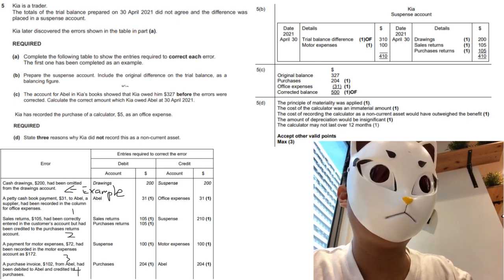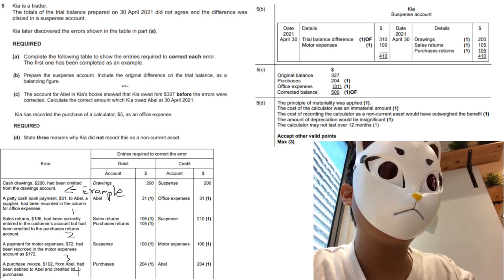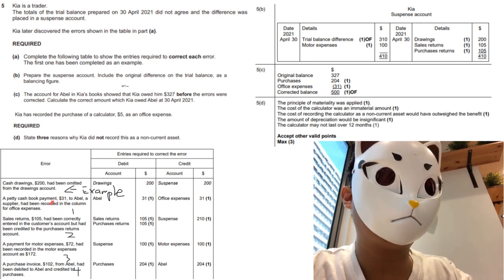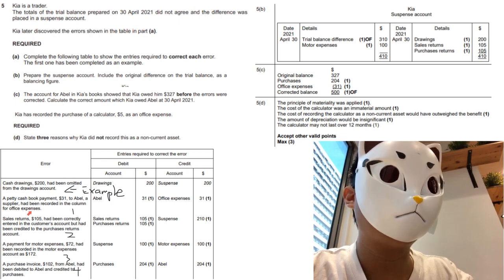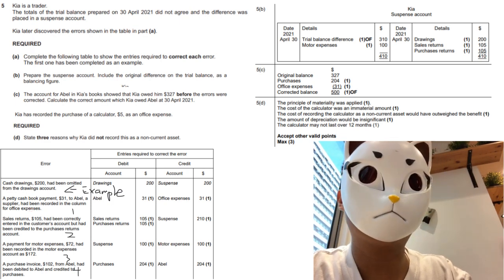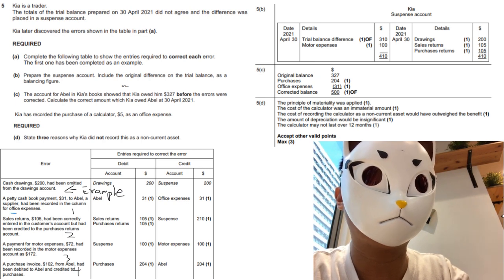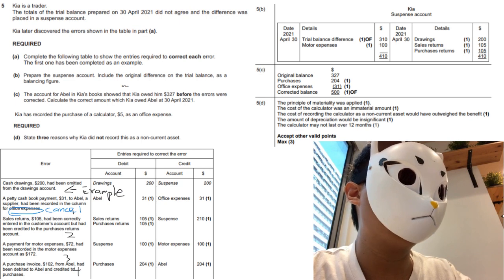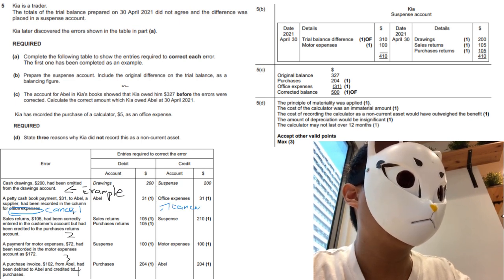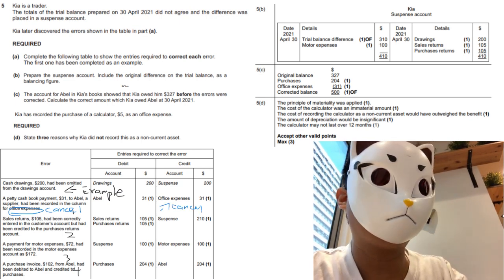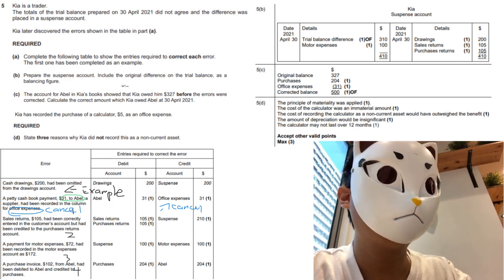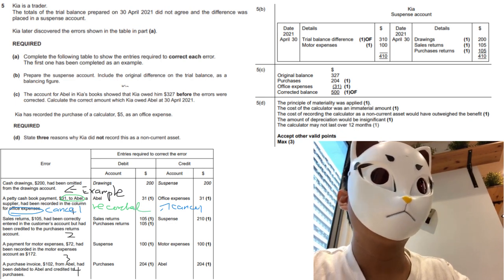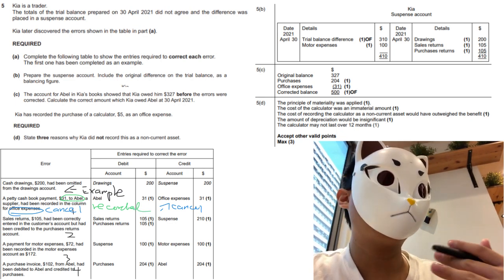Let's take a look at the first error. The first error, the $31 paid, but it was recorded as an office expense. So first of all, we need to cancel these expenses. So how to do that? We have to credit the expenses. The second thing, we have to record this payment. So that is debit the supplier. So this is how we do it for the first error.